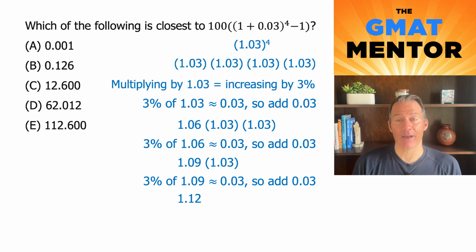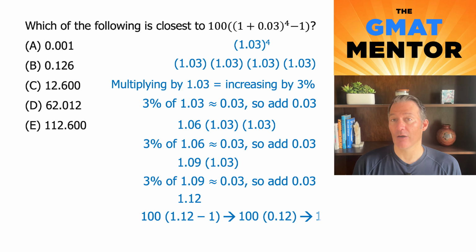Now plug that estimate back into the original expression. 1.12 minus 1 is 0.12, and 100 times 0.12 is 12. Choice C is 12.6, and since we've been slightly underestimating at each step, it makes sense that the exact answer is a little higher. So C is correct.